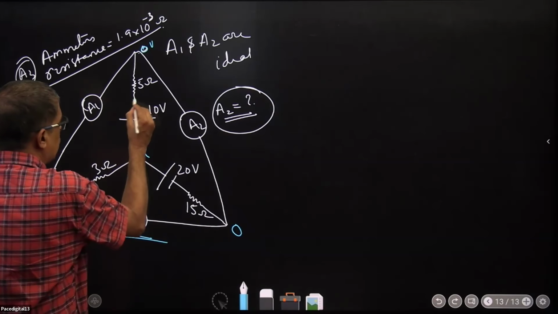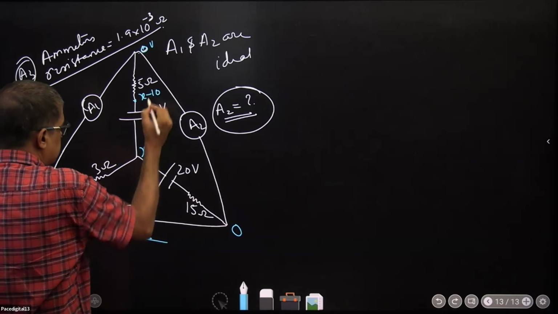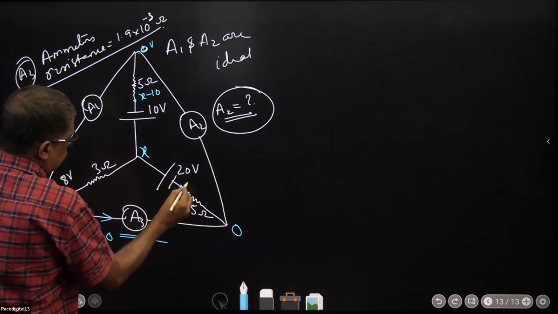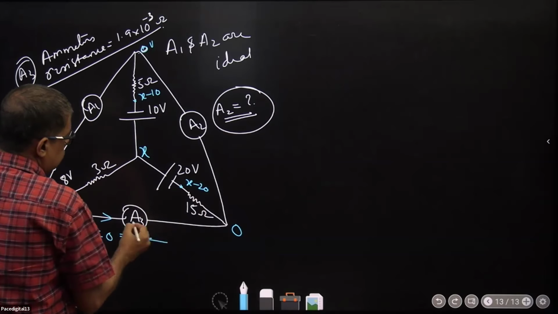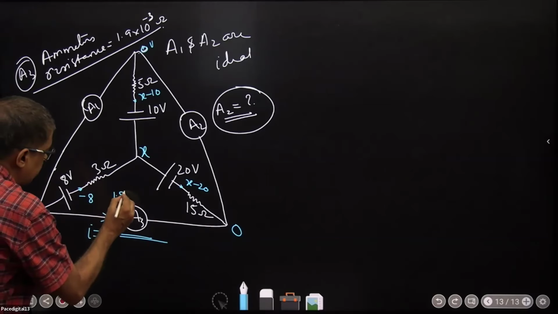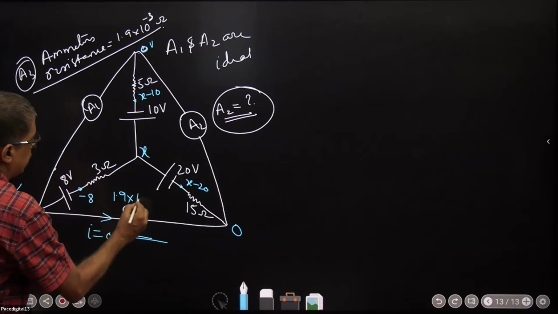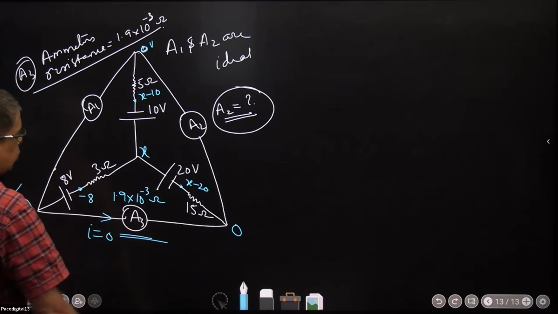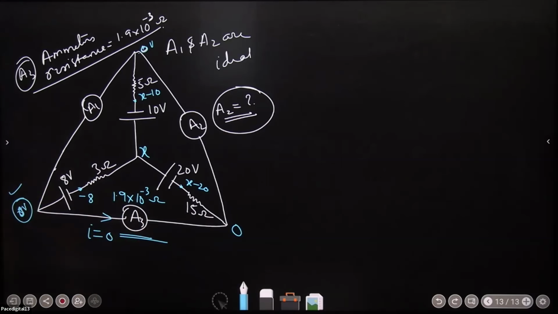Now, if this is X, what will this be? X minus 10. If this is X, what will this be? X minus 20. Great. This is 0, so this will be minus 8. Hope I have taken the correct polarity. Perfect. Its resistance you have given as 1.9 into 10 raised to minus 3 ohms.